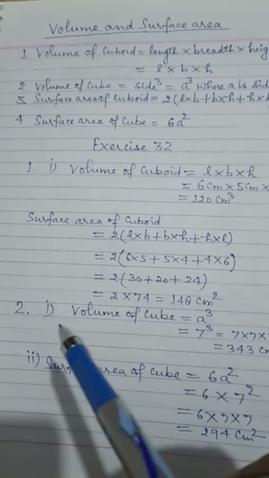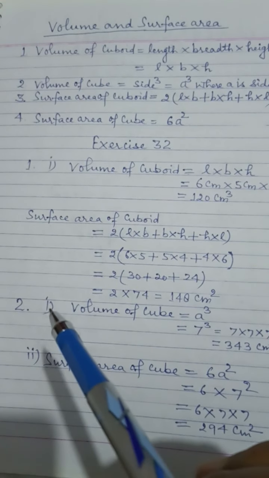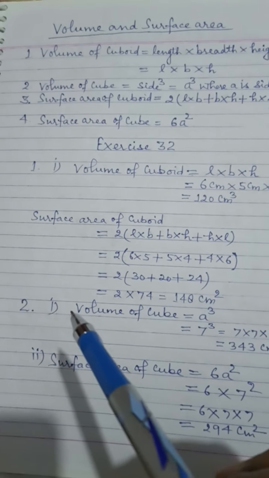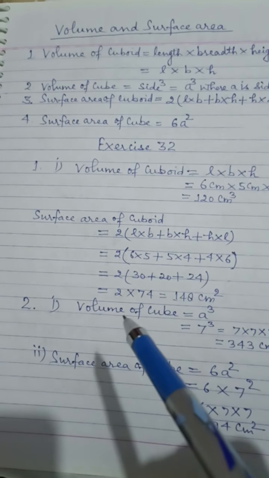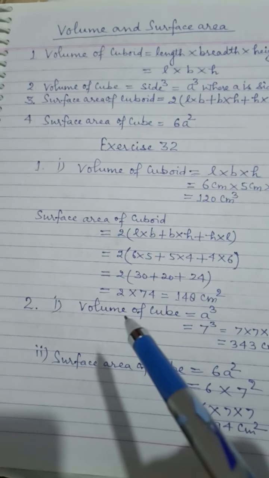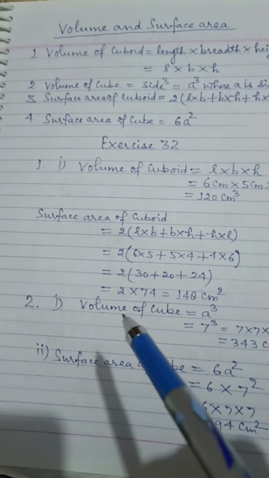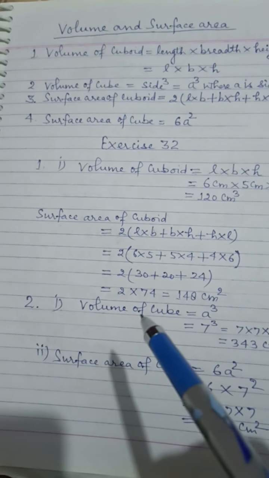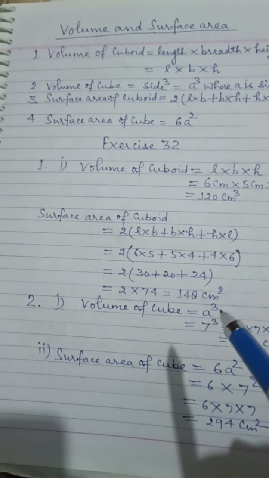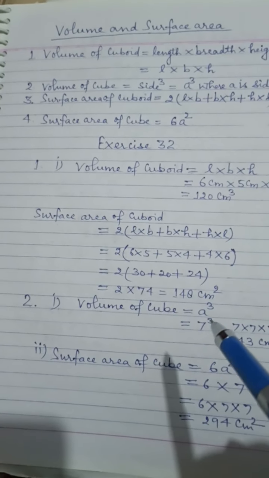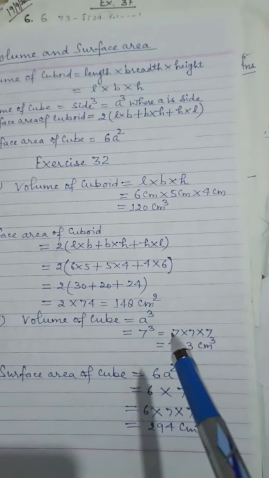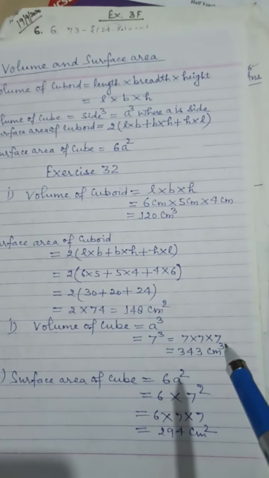Now question number 2, first part. Find volume and surface area of a cube whose edge measures 7 centimeter. I told you the formula for volume of cube. Volume of cube is a cube. Side is given 7, so 7 cube, and 7 cube means 7 into 7 into 7.